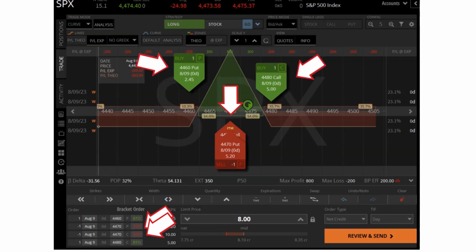We collect $800 when we place this trade. However, take a look. We only have a 32% probability of profit, or chance that the stock price stays within the profit zone by the end of the day. The max loss is much less at $200, but it will occur much more often. It will occur 68% of the time. Because you can see the probability of profit is just 32%. Exactly the opposite of when we sell the iron butterfly.